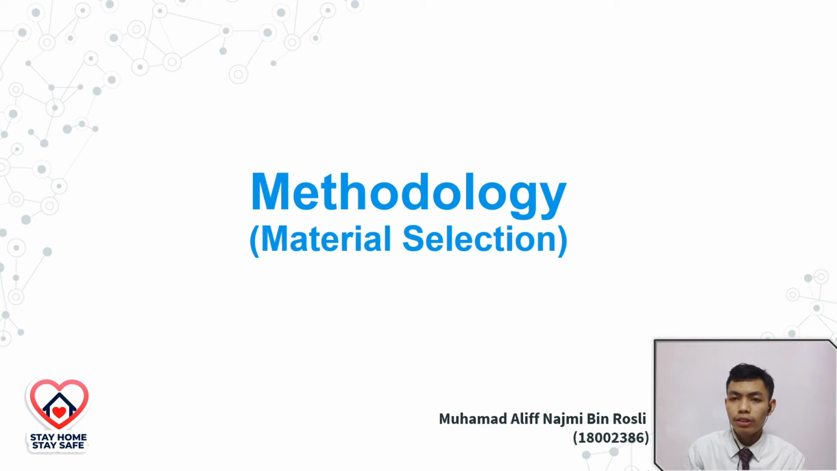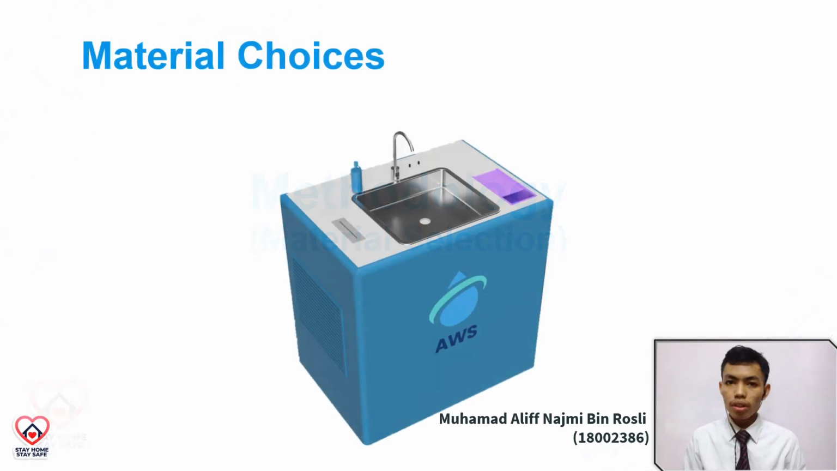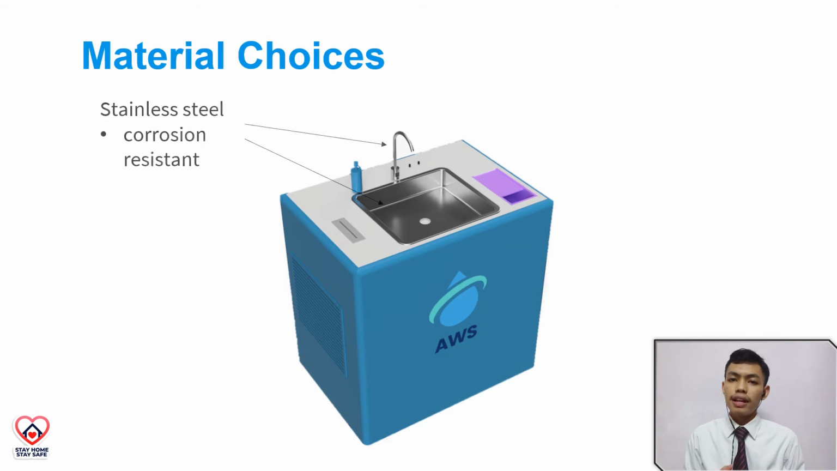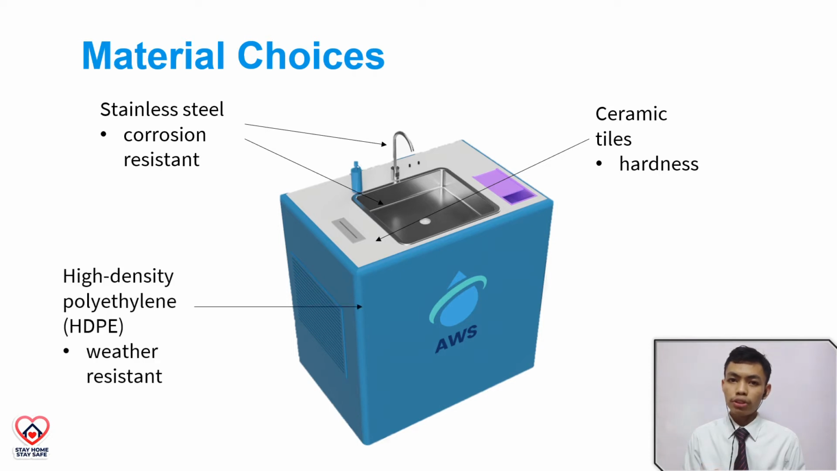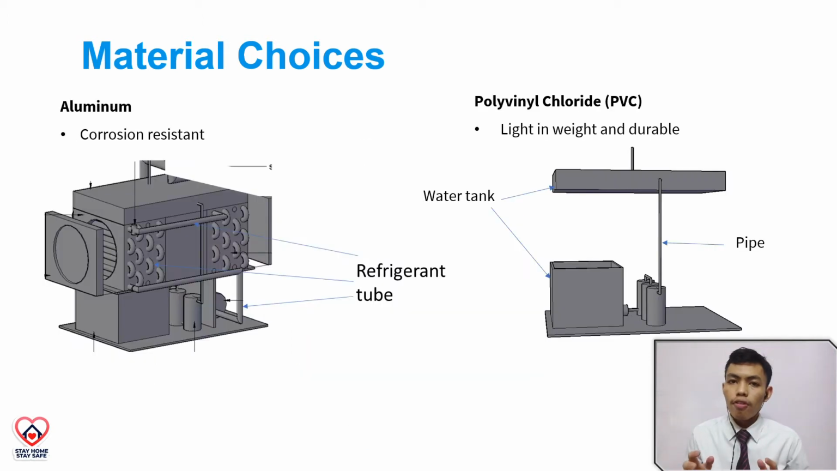Now, we're moving on to the methodology part. For material choices, stainless steel has been chosen for the faucet and sink due to its corrosion resistance. Ceramic tiles are used for the top surface due to its hardness, while HDPE is used for the body due to its long-lasting and weather resistance. For the refrigerant cycle, the refrigerant tube is made of aluminum to avoid corrosion. For the water tank and piping system, PVC has been chosen because of its durability.